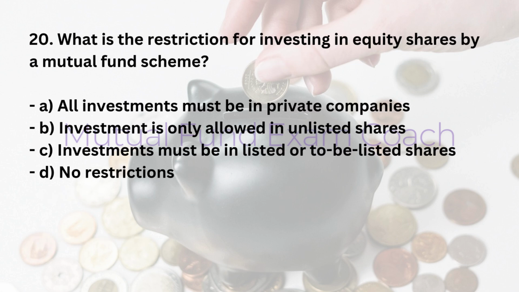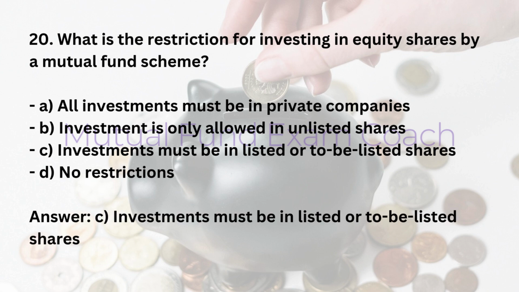15%. 20. What is the restriction for investing in equity shares by a mutual fund scheme? A. All investments must be in private companies. B. Investment is only allowed in unlisted shares. C. Investments must be in listed or to be listed shares. D. No restrictions. Answer, C. Investments must be in listed or to be listed shares.